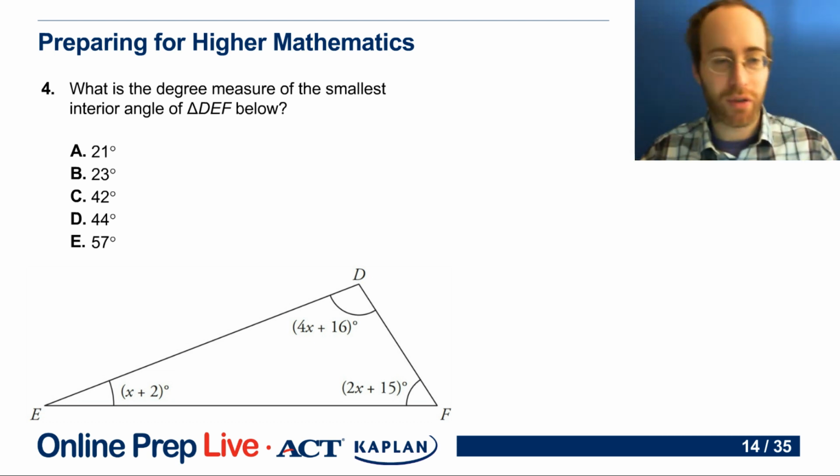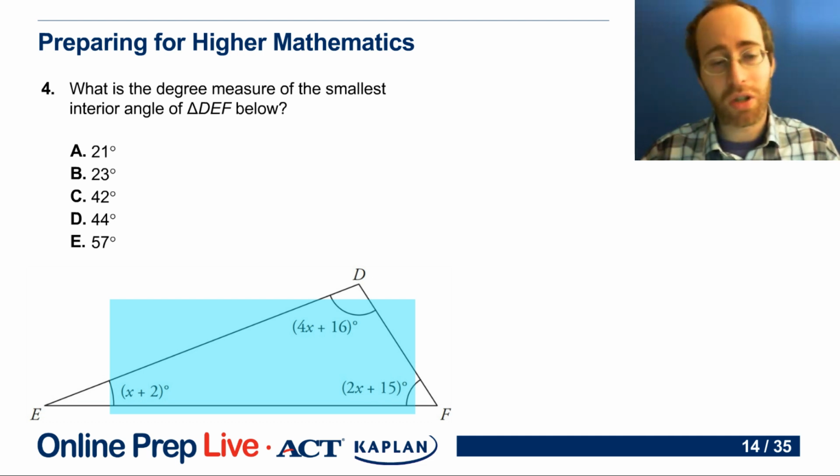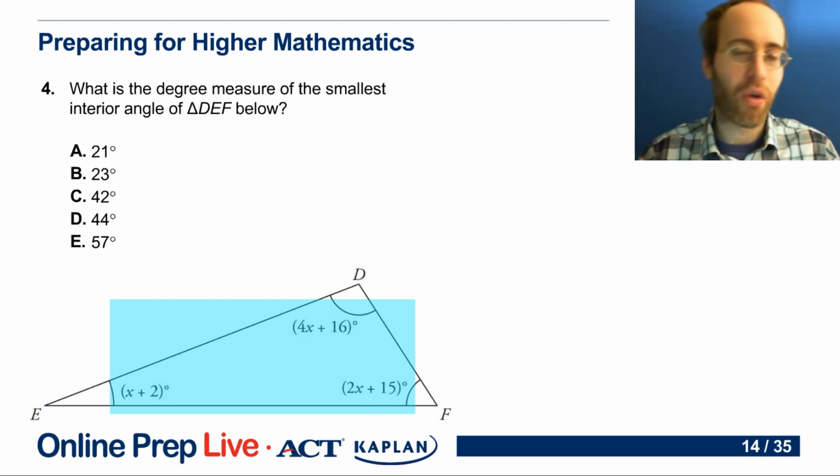What's the degree measure of the smallest interior angle of triangle DEF below? Now you don't need to write out the whole equation because I know it's a little bit long, but tell me please in the chat if you'd be so kind, strategically, what do I want to do with all of these variable angle measures?